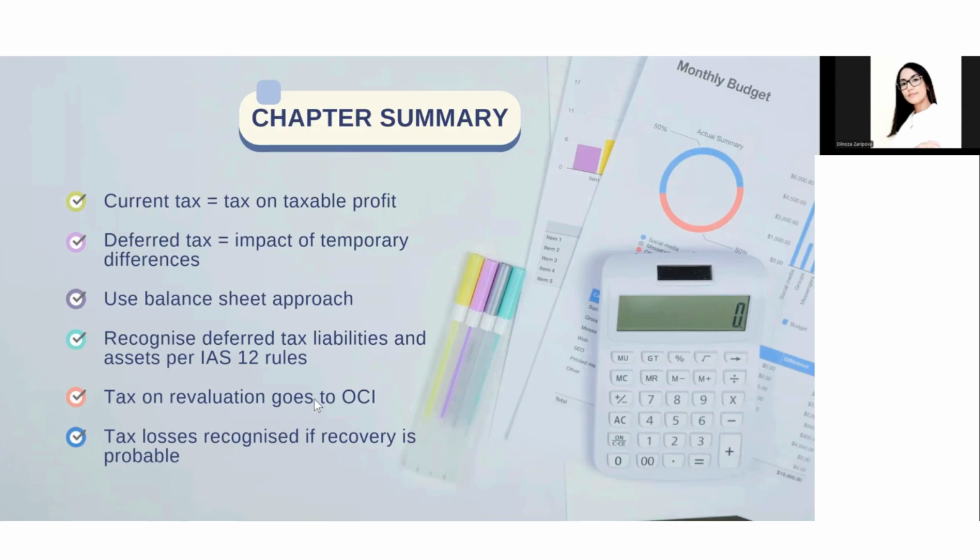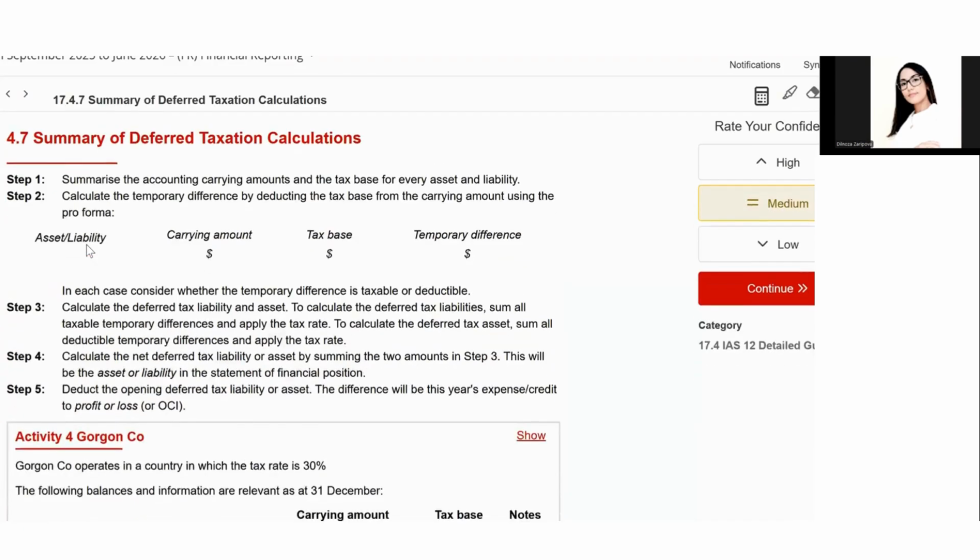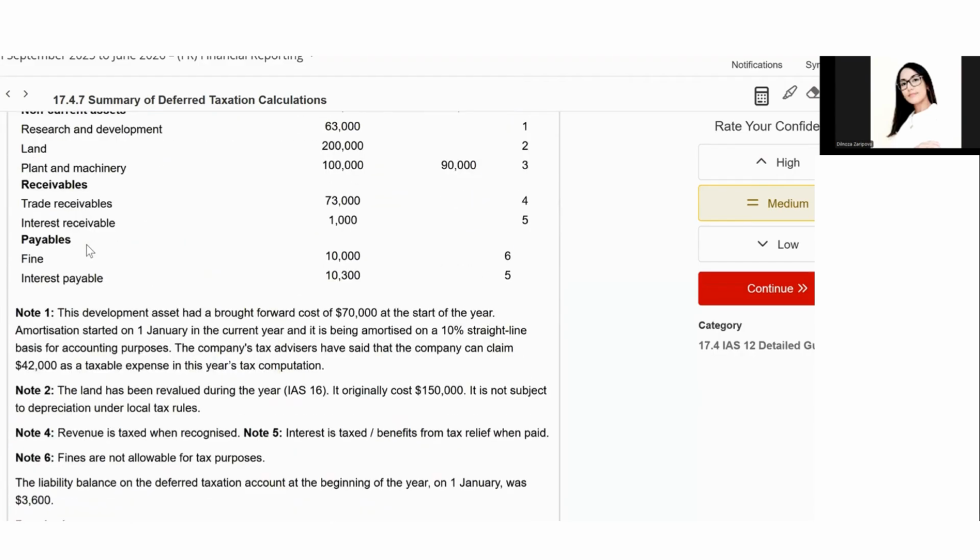Tax on revaluation goes to OCI, and as I showed you, how to show this deferred tax at the beginning and at the end of the period, and how the differences that happened during the period are reflected in the notes, right? Tax losses are recognized if recovery is probable. All right. If you want, we can solve some problems here. So these are the notes.